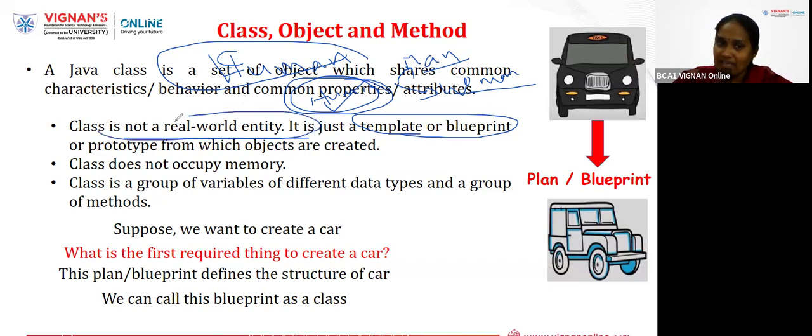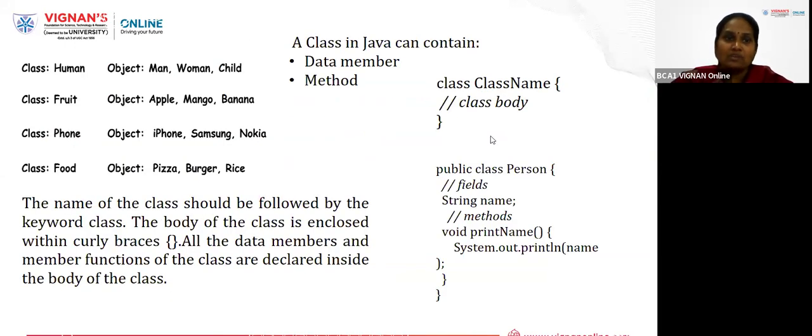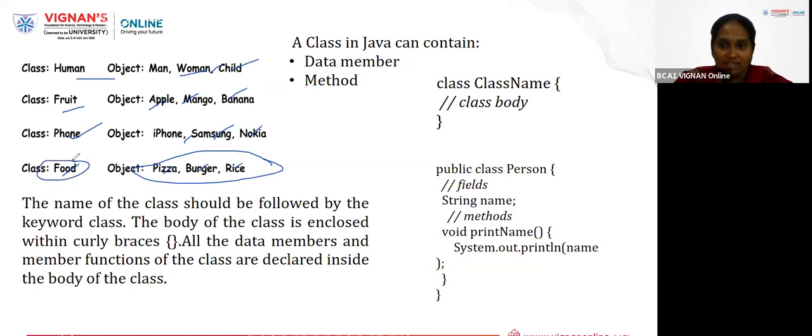So, class is not a real world entity. It is just a template or a blueprint. It will not occupy any memory. It has a group of variables and methods, right? So, that is called a class. Coming to class, here you can write human class: man, woman, child; fruit class: apple, mango, banana; phone: iPhone, Samsung, Nokia; food: pizza, burger, rice. These physically exist. This is a logical one, right?